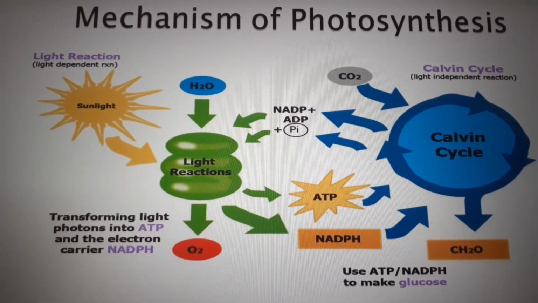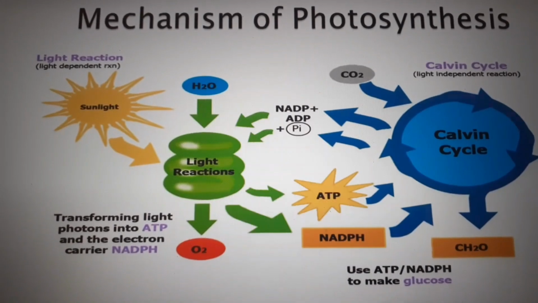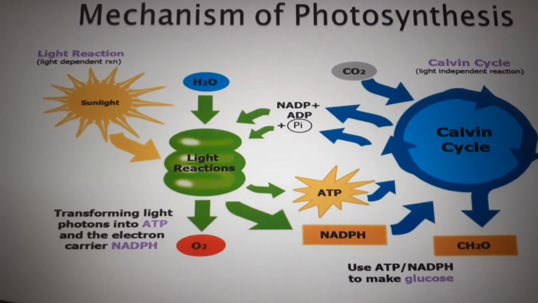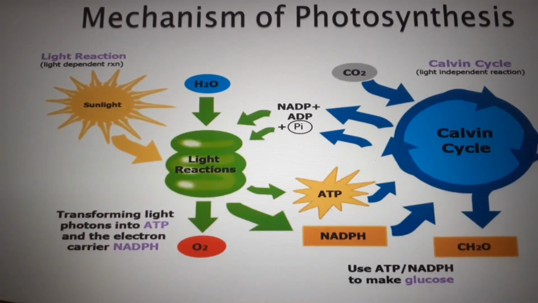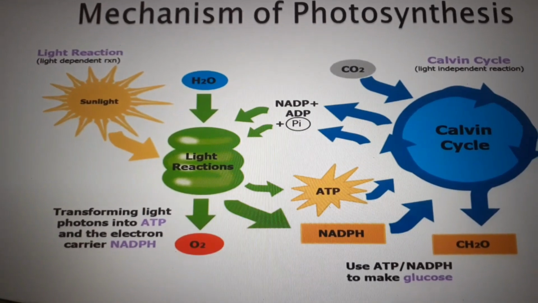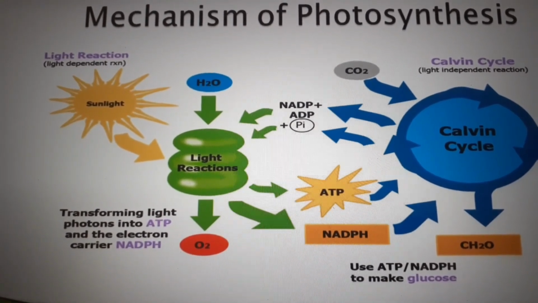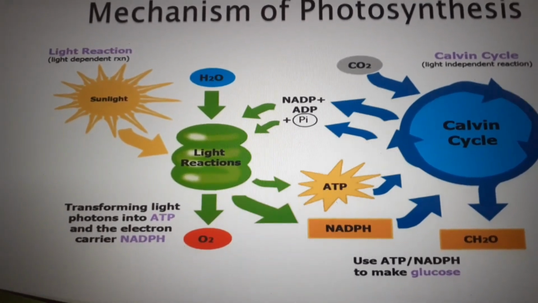In the mechanism of photosynthesis, the first phase is the light reaction and the second phase is the dark reaction. The light reaction is a light dependent reaction which occurs in the granum of the chloroplast. By utilizing the sunlight, the chlorophyll pigment gets activated, splitting of the water molecule takes place, and release of ATP and NADPH is seen.